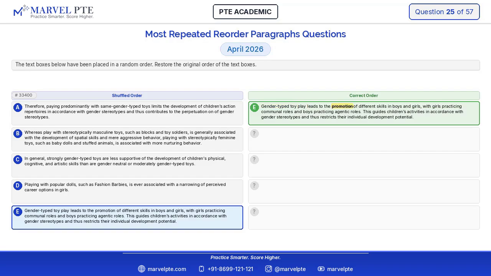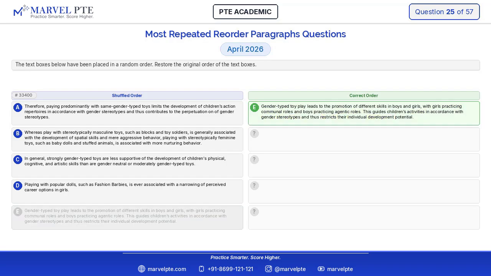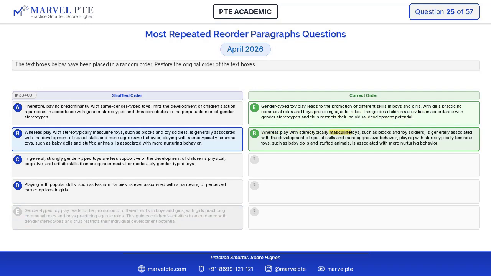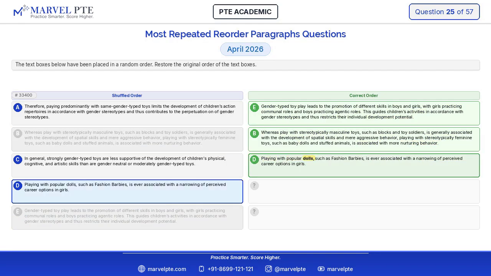Gender-type toy play leads to the promotion of different skills in boys and girls, with girls practicing communal roles and boys practicing agentic roles. This guides children's activities in accordance with gender stereotypes and thus restricts their individual development potential. Whereas play with stereotypically masculine toys, such as blocks and toy soldiers, is generally associated with the development of spatial skills and more aggressive behavior, playing with stereotypically feminine toys, such as baby dolls and stuffed animals, is associated with more nurturing behavior. Playing with popular dolls, such as fashion Barbies, is even associated with a narrowing of perceived career options in girls.